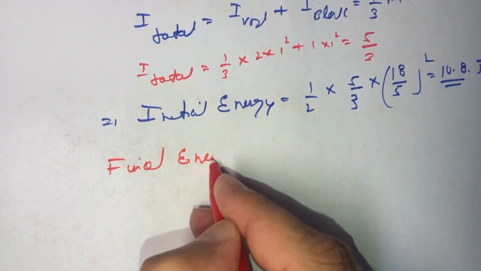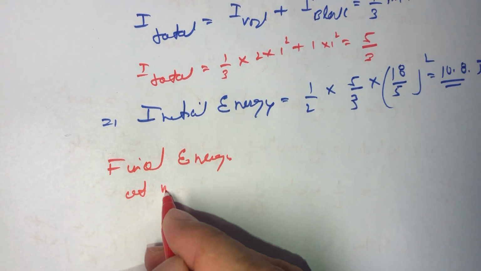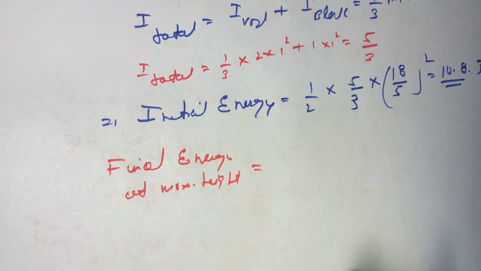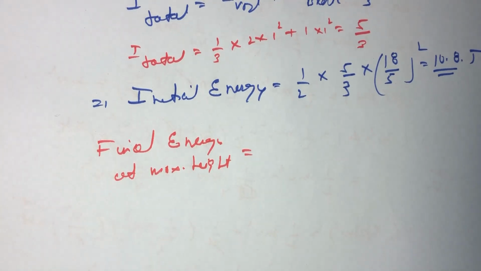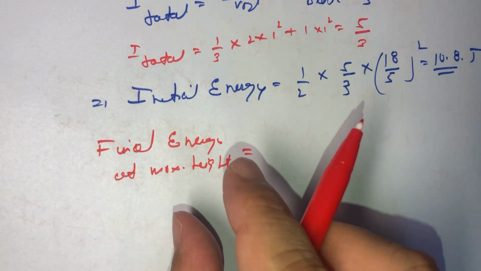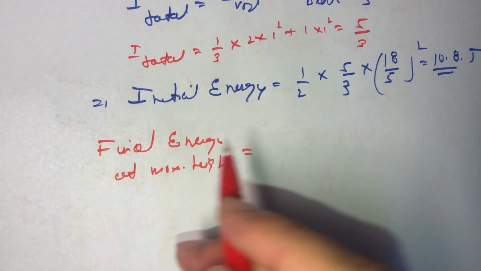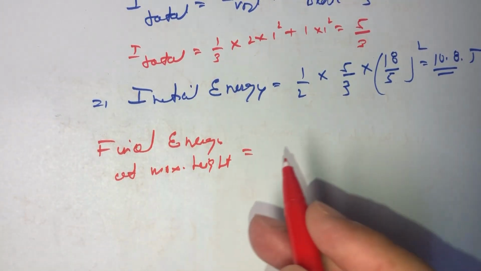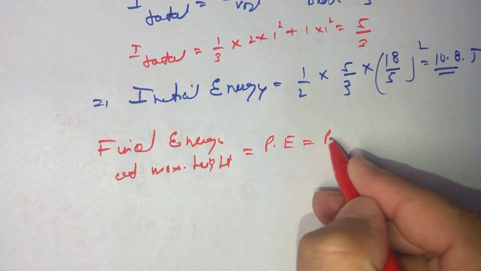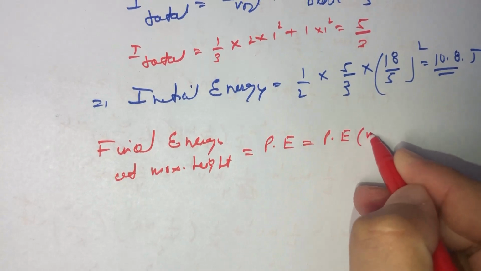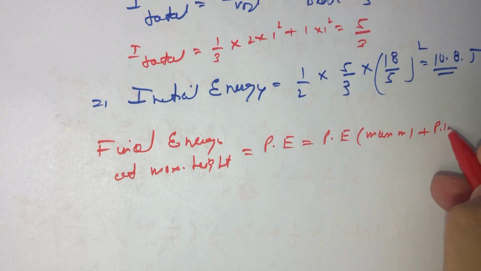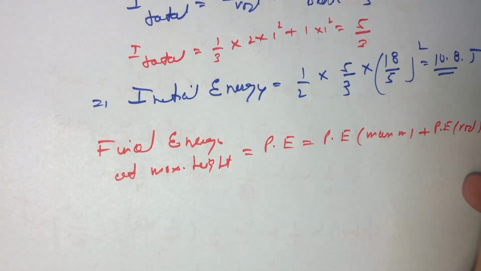Final energy at maximum height will be equal to... now the final energy will be because of the mass, okay, and this will be the potential energy. Final energy at maximum height is nothing but potential energy, which will be equal to potential energy because of the mass m plus potential energy because of the rod.